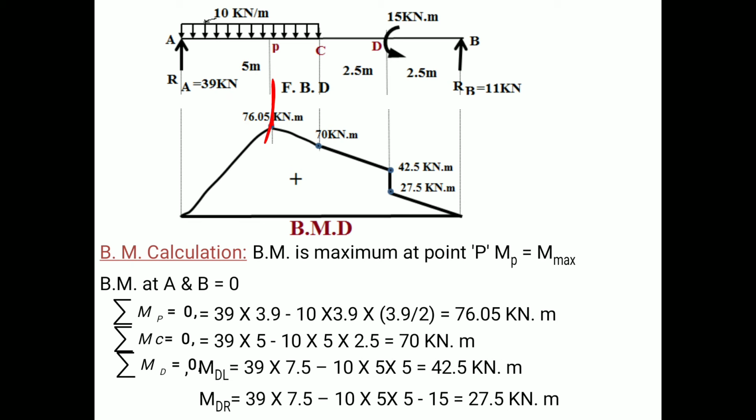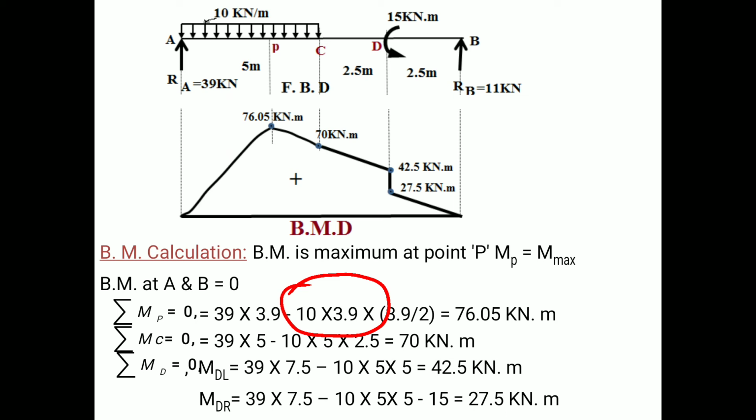At point P, that is at a distance of 3.9 meter from support A, we have bending moment 39 into 3.9 because the distance of point P from support A is 3.9 meter. Therefore, we have bending moment 39 into 3.9, which will produce the sagging bending moment, therefore will be positive, minus 10 into 3.9 into half of the 3.9. That is, a UDL is acting over the span of 3.9 only.